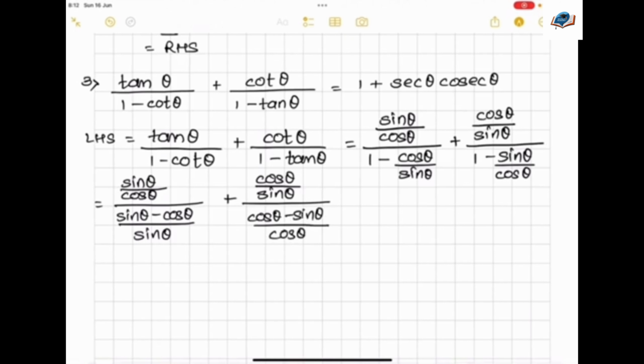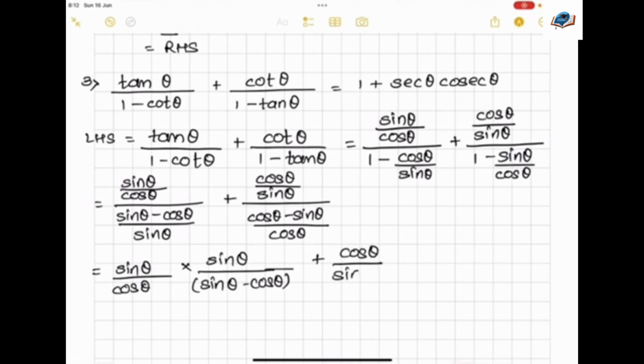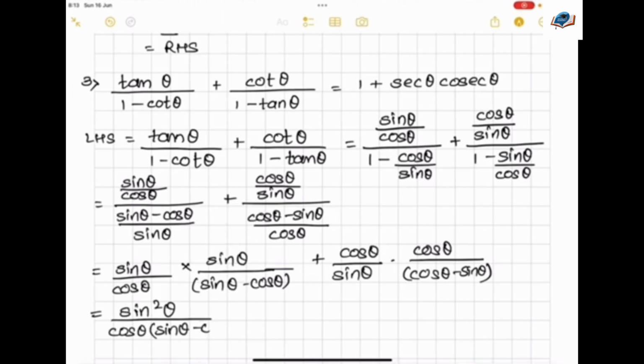Now multiplying with the reverse, so sine theta upon cos theta into sine theta upon sine theta minus cos theta, plus cos theta upon sine theta into cos theta upon cos theta minus sine theta. So sine theta into sine theta will be sine square theta. Now, if I multiply them, sine square theta upon cos theta into sine theta minus cos theta, plus cos into cos will be cos square theta. So now from here I am taking minus common so that I can write cos square theta upon sine theta into sine theta minus cos theta.